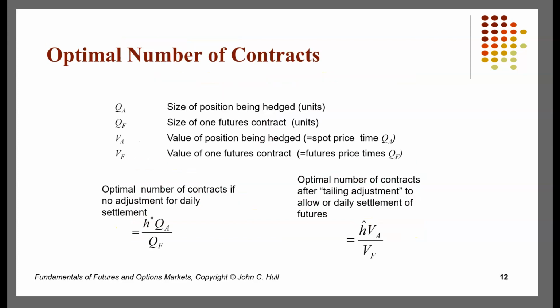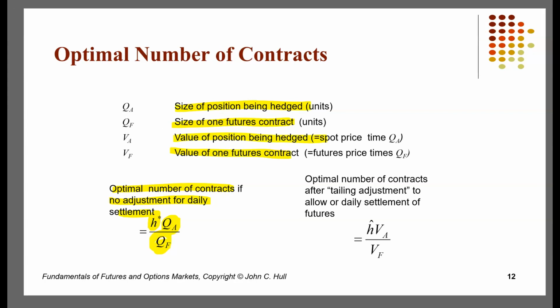All right, a quick reminder, how do we find the number of contracts? Our optimal number of contracts, as we saw earlier, is simply going to be equal to the hedge ratio multiplied by the quantity to be hedged, divided by the size of the futures contract. So QA is the position to be hedged, that's the quantity, and QF is the size of the futures contract.